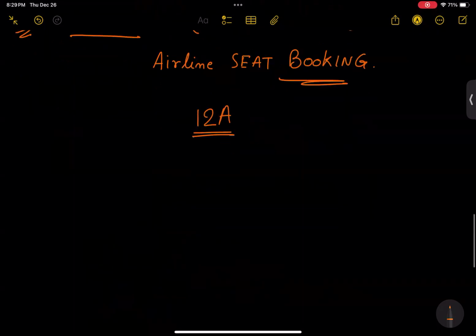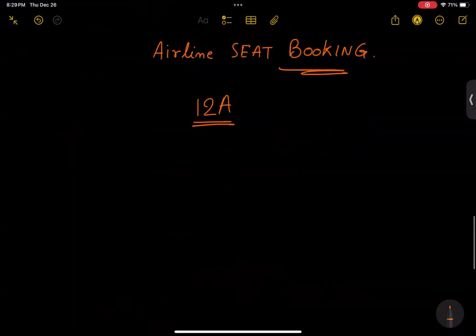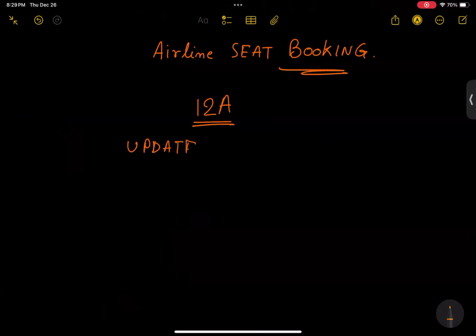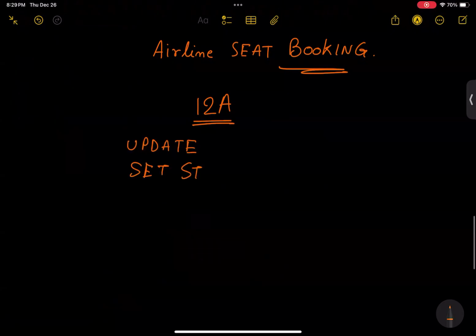That means we are trying to perform the same transaction. Let me break it down. Hold on, this is very important to understand. To make the transaction successful, one is to update seat status equals to booked.